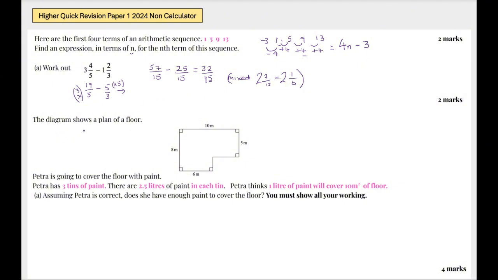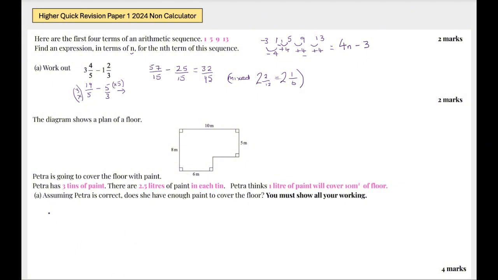So the next one, the diagram shows a plan of a floor. Petra is going to cover the floor with paint. She has 3 tins at 2.5 litres in each tin. Petra thinks 1 litre of paint will cover all of that. So the question A is, assuming Petra is correct, does she have enough paint to cover the floor? Now, you must show all your workings. So don't just sit there and think of things in your head. I want to see steps. They'll want to see methods.